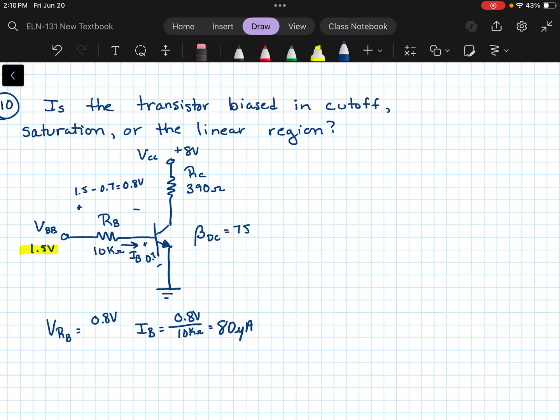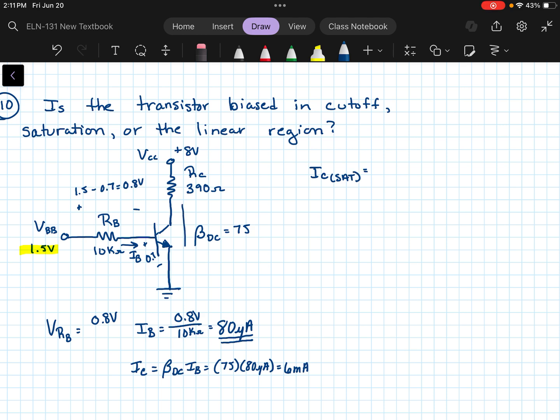What we do want to make sure is that when we multiply this by the beta, that doesn't put us into saturation. So let's just look at what IC would be if it's in the linear region. That's going to be beta times IB, where we have 75 times 80 microamps. And that means that we would have about 6 milliamps there. Now, what is the IC sat? We need to figure out what IC the saturation would be.